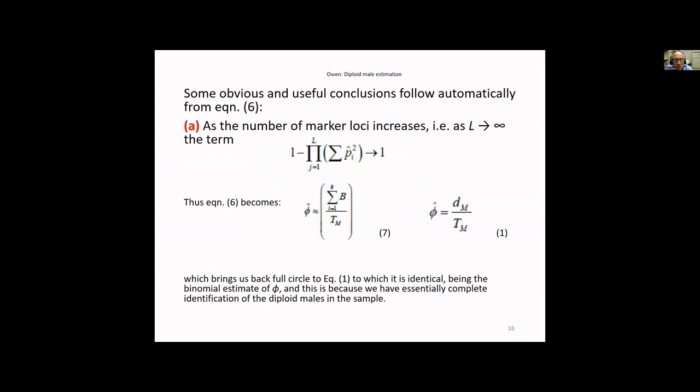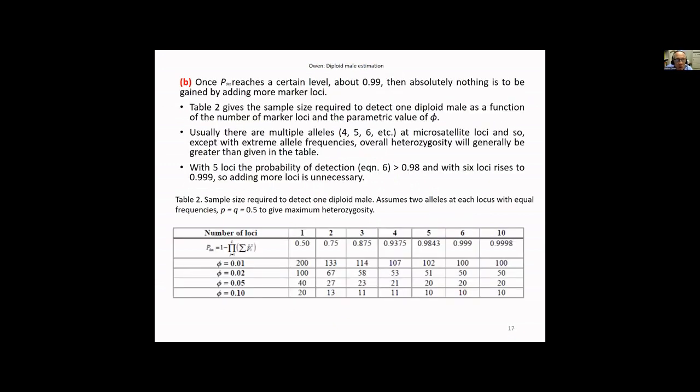So there's a few things that follow. Of course, as the number of marker loci increases, equation 6 reduces to equation 1. We've come back full circle to the initial starting point. But also, once p-det reaches a certain level, about 0.99, then nothing more is to be gained by adding more marker loci. And as you can see from the table here, once you get to 3 or 4 loci with about 100 males, that's perfectly adequate to detect any diploid males if they're there, and you've got adequate binomial sampling.